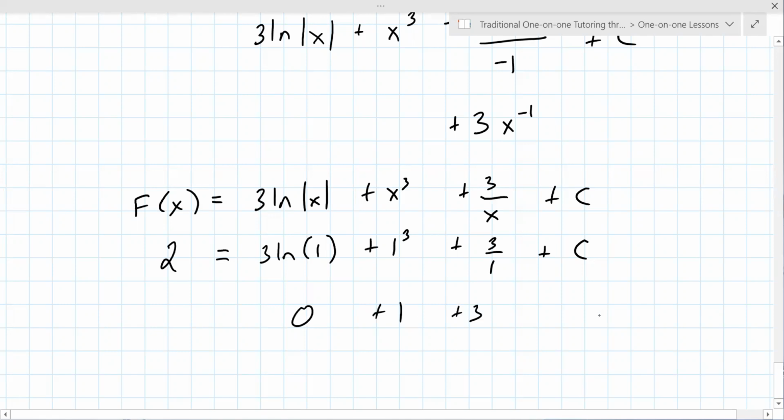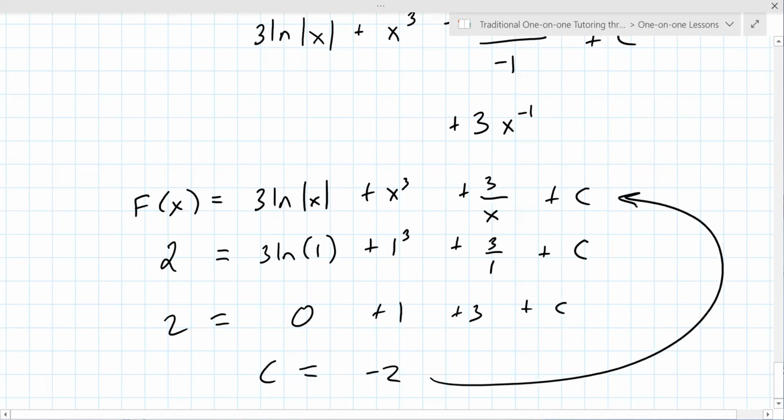Is that what I do now? You just put that c value, which is -2, back into this line right here. Oh, all right. So back into the antiderivative. So f of x equals 3 ln x plus x cubed plus 3 over x plus, well, minus 2. Yes. All right.